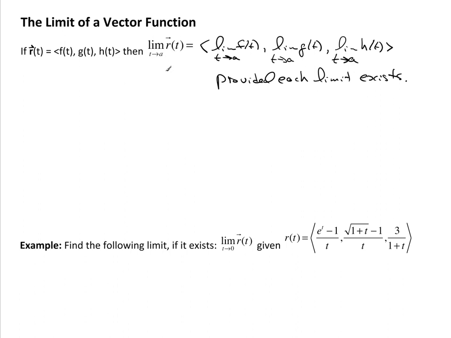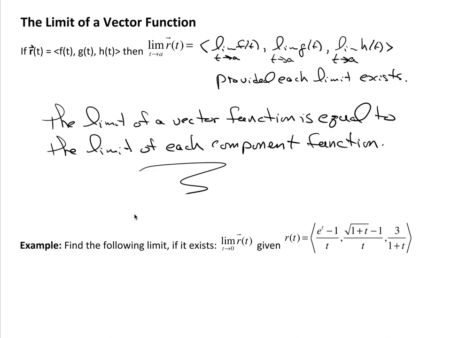What this is saying is that the limit of a vector function is simply the limit of each component function. Okay, let me say that again. The limit of a vector function is equal to the limit of each component function.